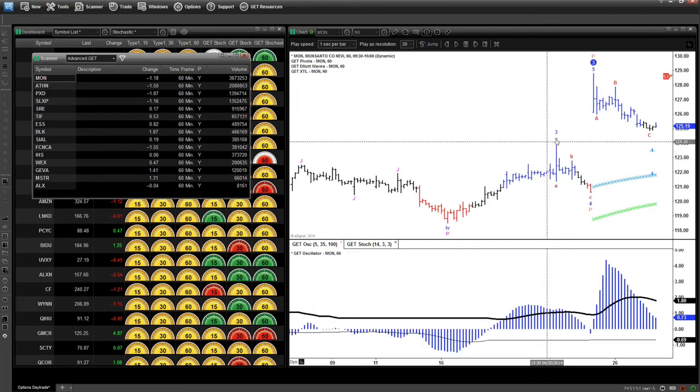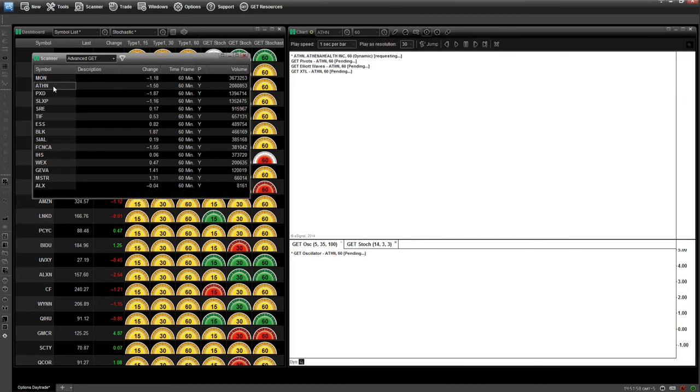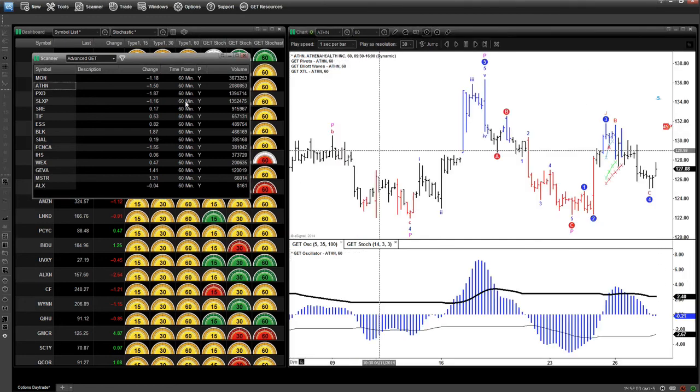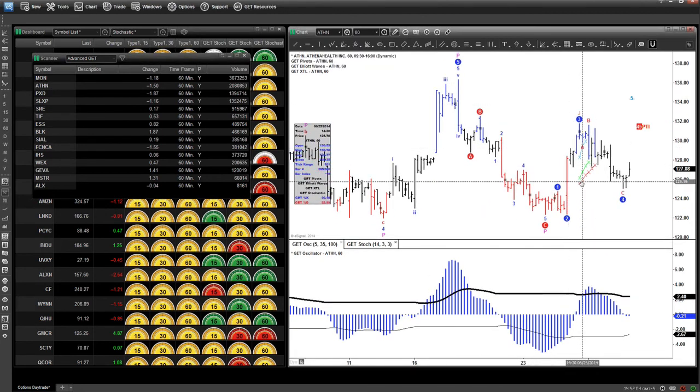Monsanto on a 60-minute chart. Here you go. Type 1, the oscillator starting to pull back to 0. Good PTI, we're above the blue channel. Athena Health, 60-minute chart. Now the problem with Athena, and one of the things the scanner won't pick up, is that red wave 4 channel, so I'd be skeptical on that one.